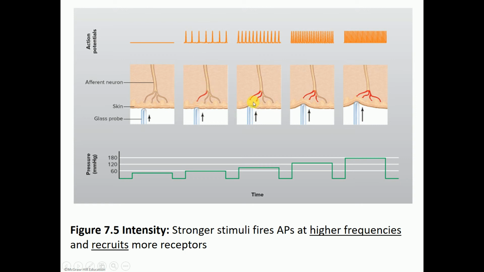And as you gradually push harder and harder onto the skin, you are gradually increasing the number of receptors that are being activated, and that translates to higher frequency of action potentials. So the body or the brain is able to translate the intensity of the stimulus through the frequency of the action potentials. So higher stimuli or stronger stimuli are going to recruit more receptors, and that is interpreted into a higher frequency of action potentials.